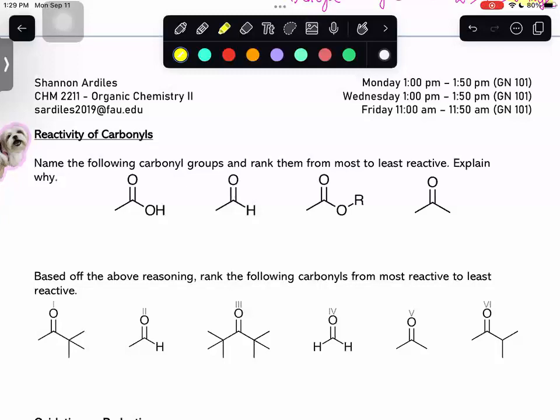And the correct answer is something that we talked about in Orgo 1 so much. Steric hindrance. The one that has less steric hindrance is going to be easier to attack. Therefore, it's going to be more reactive.